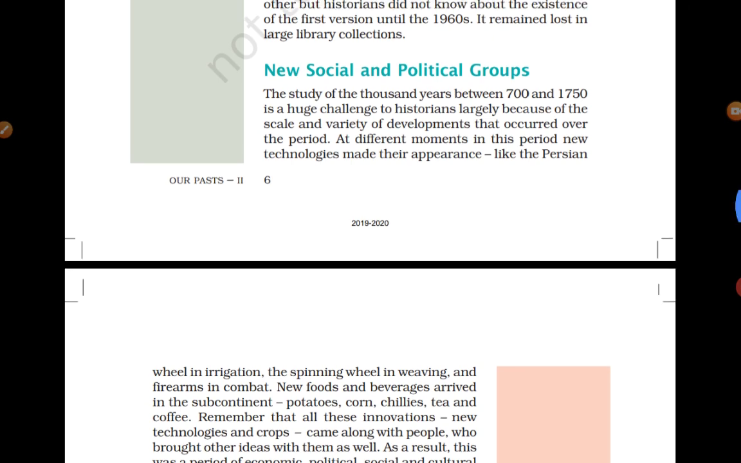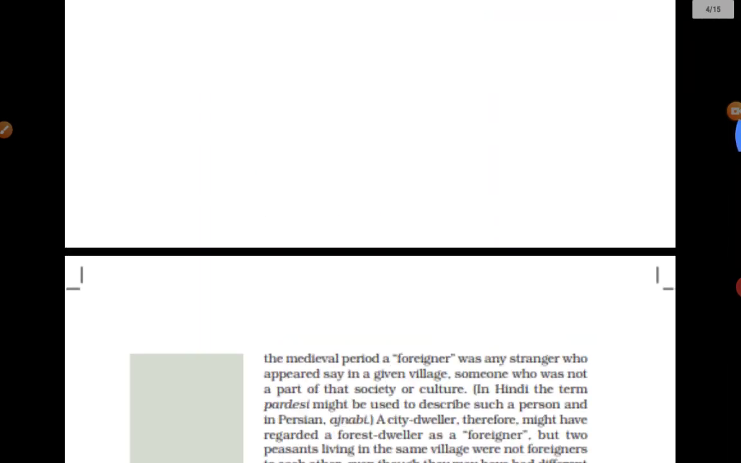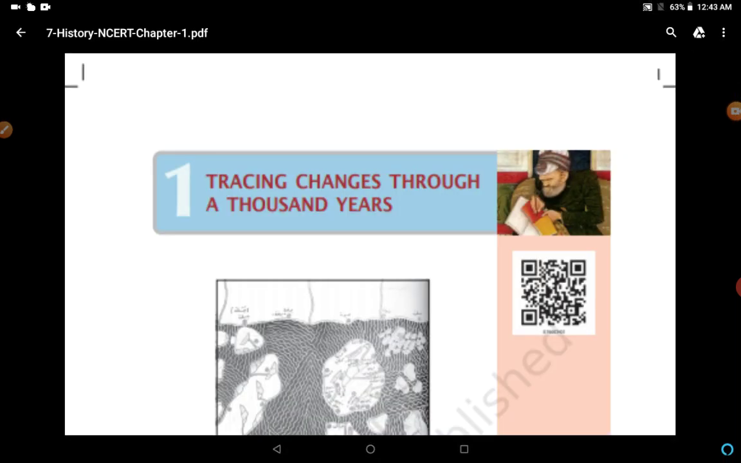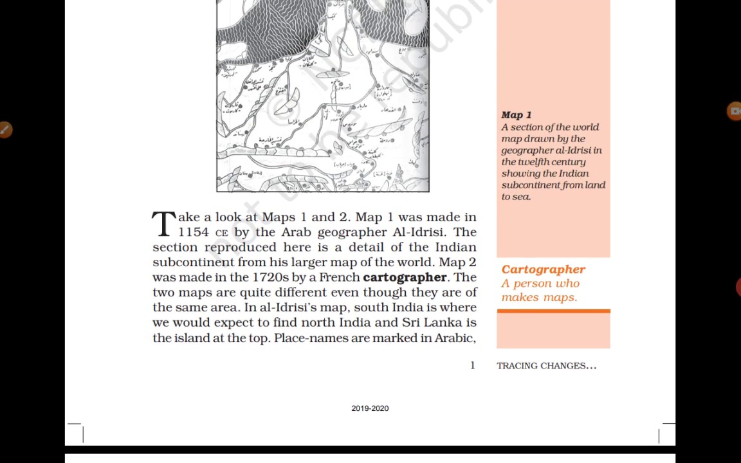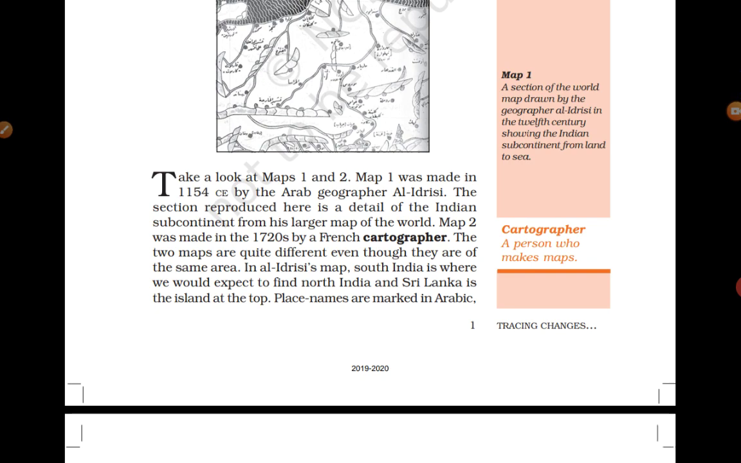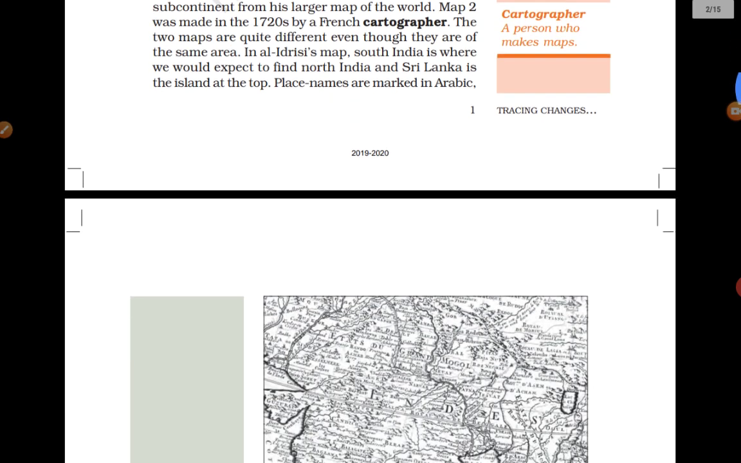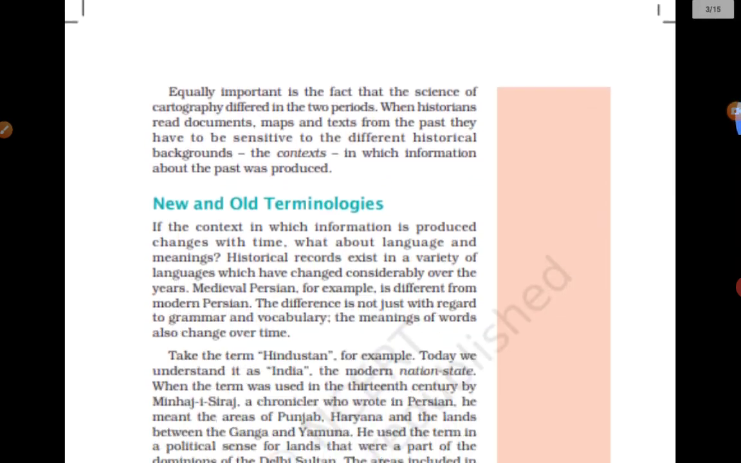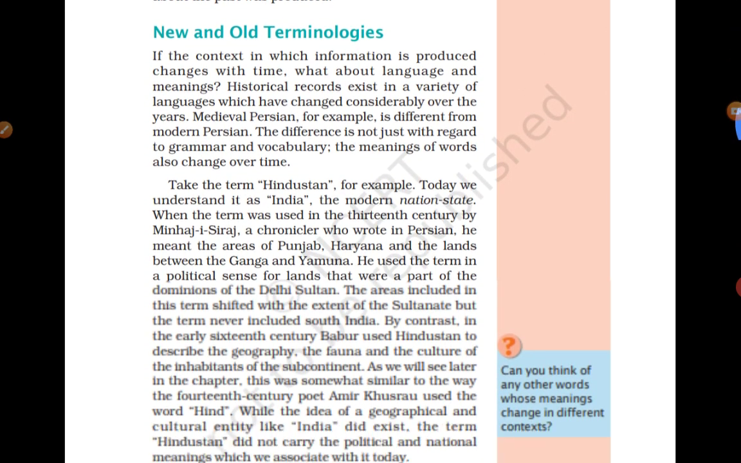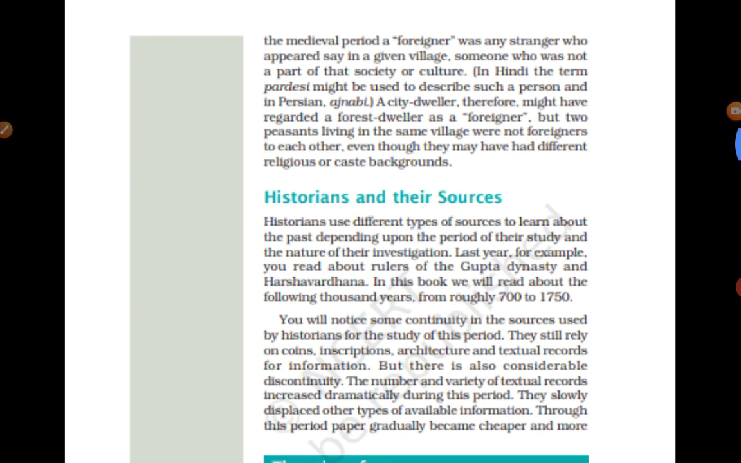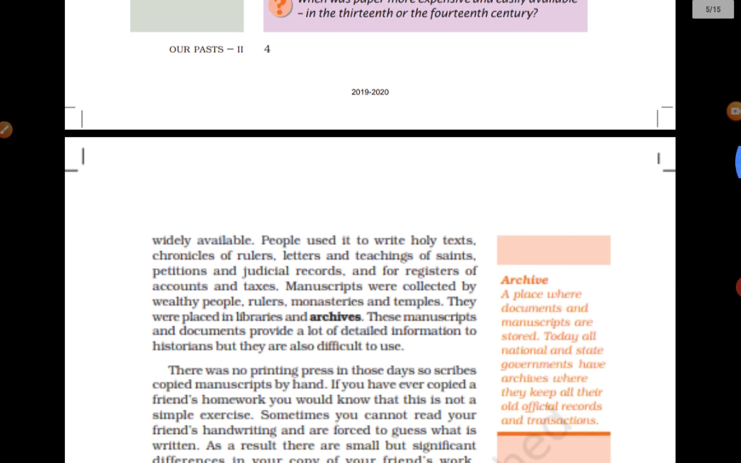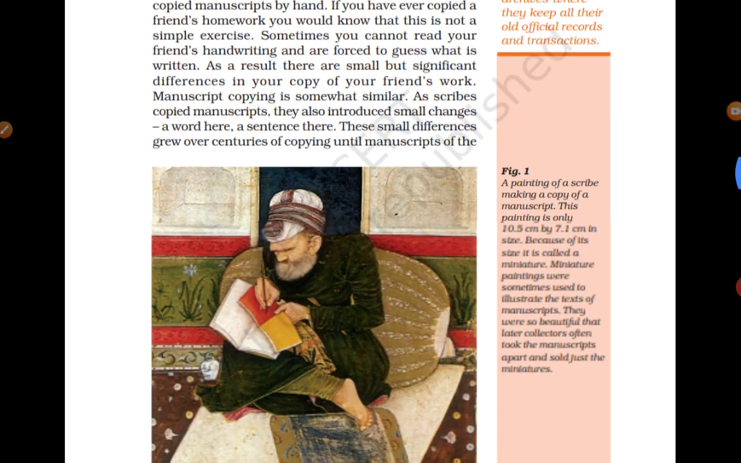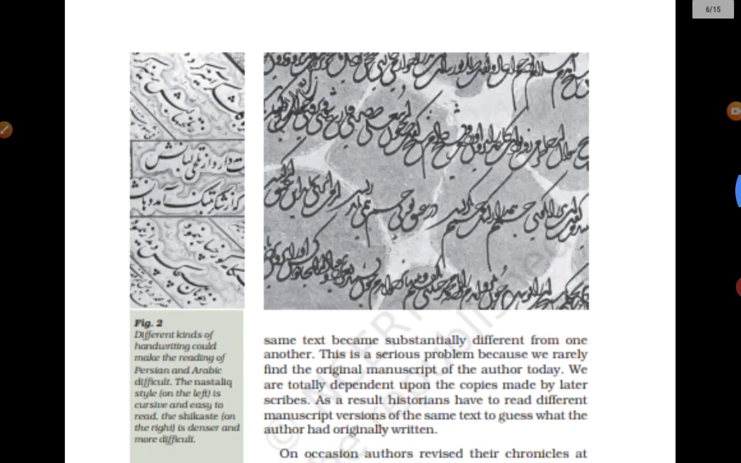In the previous video we started the chapter. In part 1 we discussed the chapter, tracing changes through 1,000 years. We studied two maps of the Indian subcontinent made by different cartographers, geographers. After that we studied new and old terminologies like Hindustan, foreigners, etc. Then we discussed historians and their sources: manuscripts, written sources, archives, and texts copied by scribes.